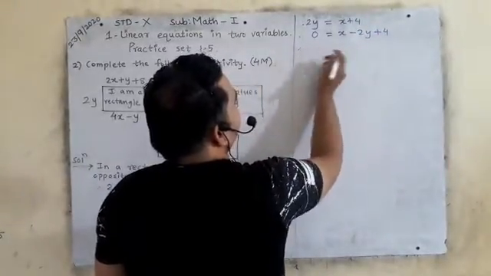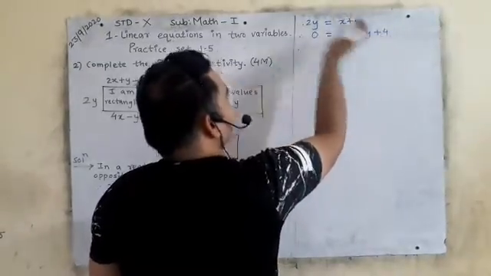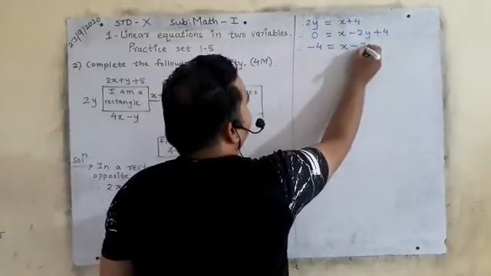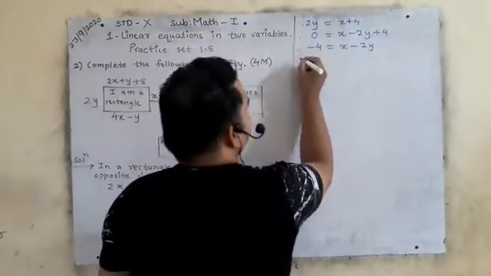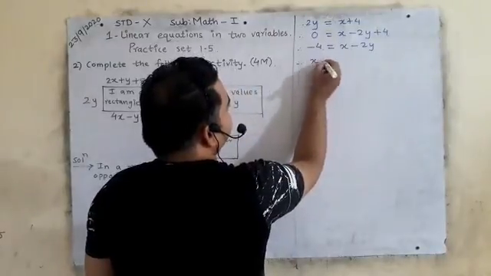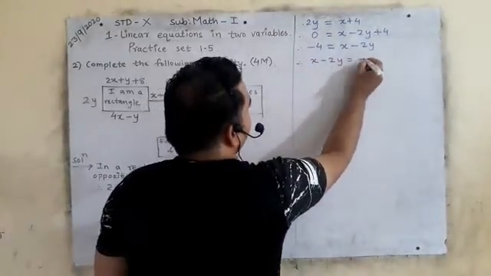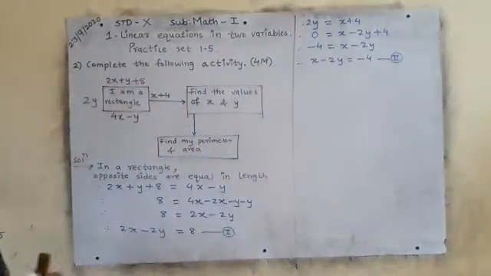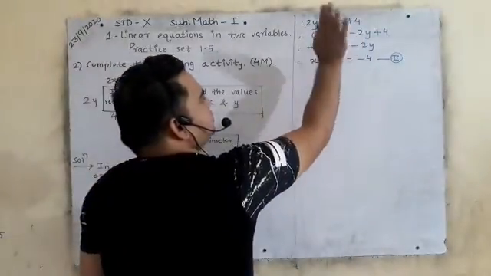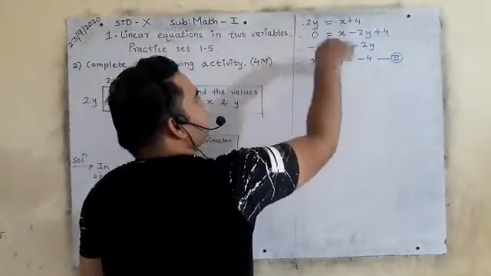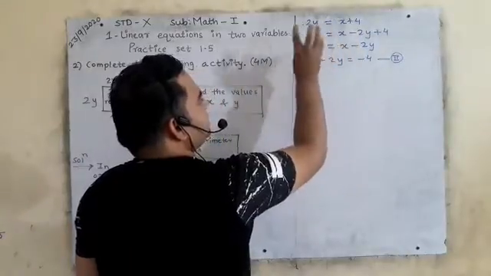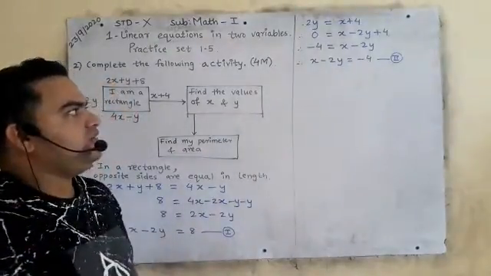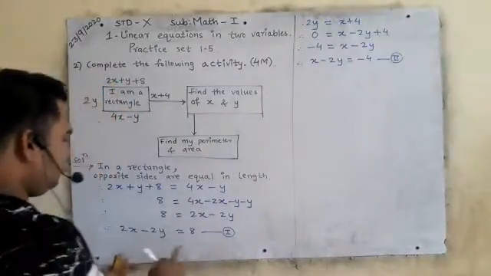Now what will you do? You will take this plus 4 constant term to the left hand side. It will be minus 4 is equal to x minus 2y. Right. Now make it simple, make it easy. x minus 2y is equal to minus 4. This is my second equation. I hope you understood. As I have said, take the x variable always positive. This 2y will go to that side, minus 2y. Here it will be 0. This plus 4 constant term will come to the left hand side. It will be minus 4. Then you will get the second equation. Right. Now you got two equations.